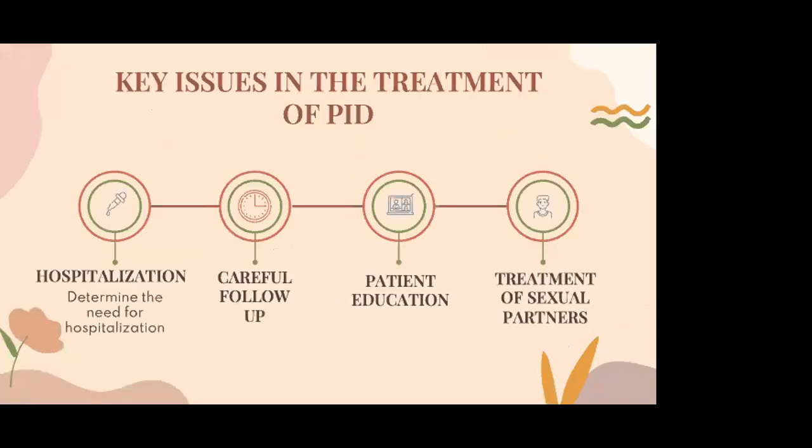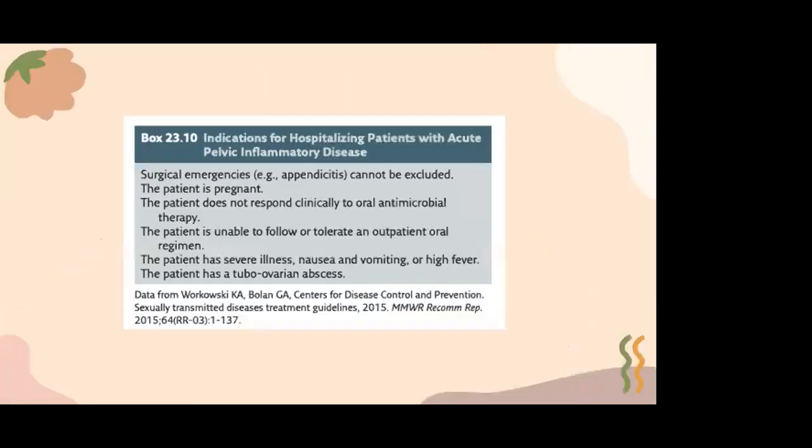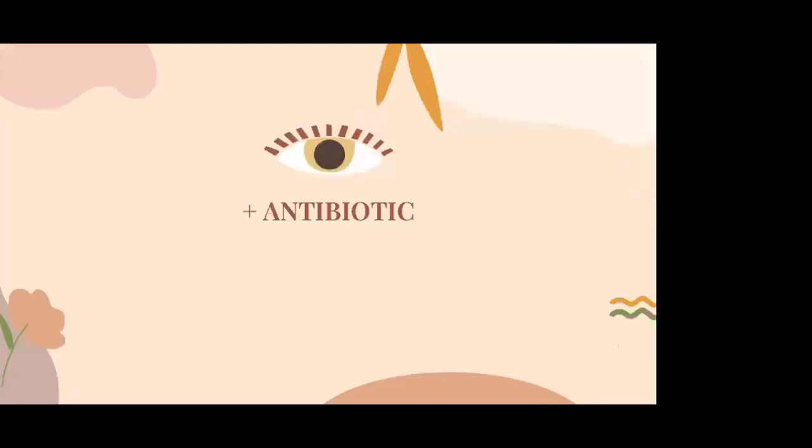So what are the key issues in the treatment of PID? You have to determine the need for hospitalization, careful follow-up, patient education, and treatment of sexual partners. So this is an image showing the indications for hospitalizing patients with acute pelvic inflammatory disease, such as those with surgical emergencies, a pregnant patient, or the patient is not responding to oral antibiotic therapy, or is unable to follow up or tolerate the outpatient oral regimen. Or if the patient has severe illness, nausea and vomiting, or high fever, or presence of tubo-ovarian abscess. So for the current patient, obviously hospitalization is warranted because aside from the PID, we are treating her for the ectopic pregnancy. So on top of the surgical management for the present patient, antibiotic therapy should be added.